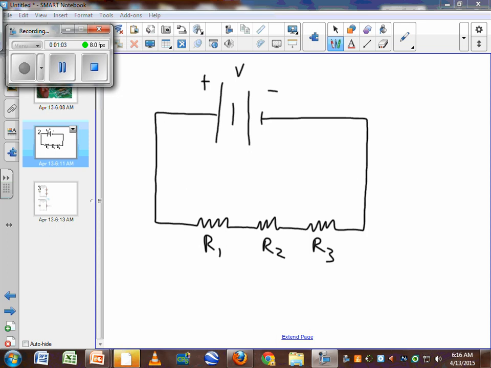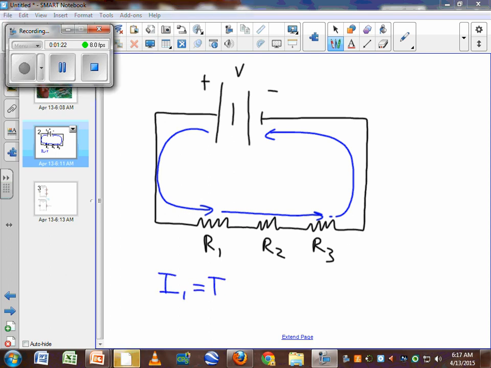And you'll see for a series circuit, there is only one loop. When the current leaves the power supply on the positive side, it goes through each resistor. And you'll notice that the current through each resistor is exactly the same. So one of the important ideas in a series circuit is that the current through the first resistor is equal to the current in the second resistor, which is equal to the current in the third resistor. The current is the same for all 3 resistors, which is also equal to the total current coming out of that power supply.